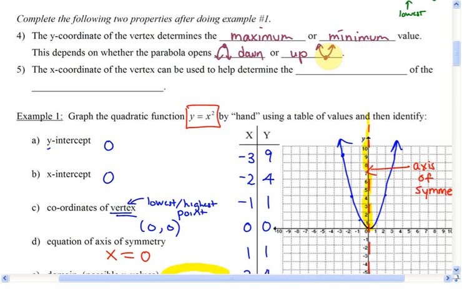And then the last part, number 5, the x coordinate of the vertex can be used to help determine what in this case? Not just the domain, but look at the x-intercept of the vertex. What does the other axis go through? Nice, Tanasia. It's the axis of symmetry. So the coordinates of the vertex can also be helped to determine the equation of the axis of symmetry. Excellent. And so these are the general properties of a quadratic equation or function.